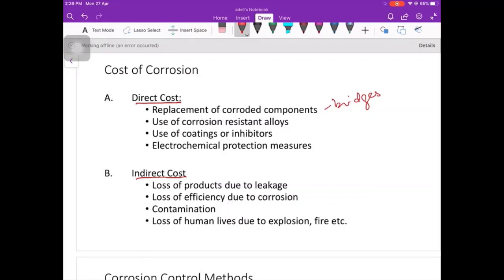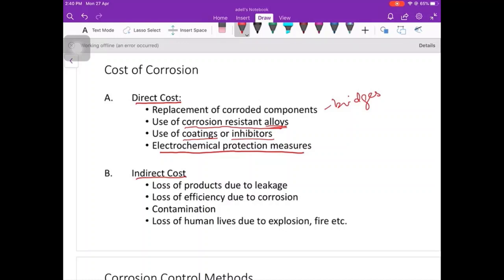Then there is the use of corrosion resistant materials, or you can change, for example, steel to stainless steel. But stainless steel, which is an alloy, is more expensive than steel. The use of coating, one of the techniques, or inhibitors can be used to stop or inhibit the process of corrosion. But still, you must have money to spend on this protection method. So this is all under direct costs. The electrochemical protection methods will be discussed later in the second part of this chapter 2.